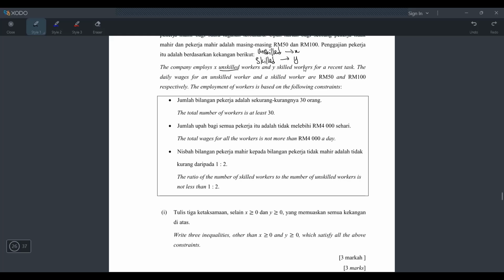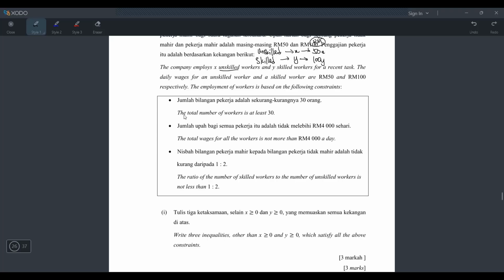And what is the daily wage for an unskilled worker? 50 ringgit for one unskilled worker, but there are X workers, so 50X. And don't forget this is RM, because it's wages, like gaji. And then 100Y. After you write this, then only you write the 3 inequalities.